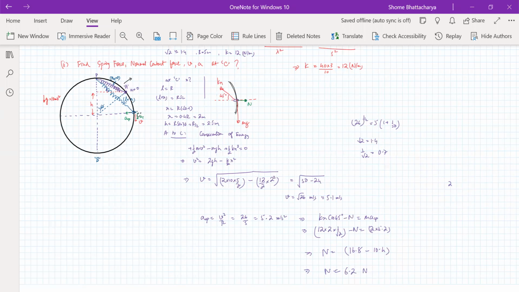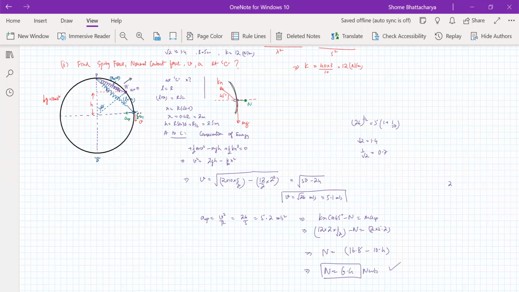And what about the tangential acceleration? It will be equal to g, because there's only one tangential force, mg. Oh no, sorry, there's kx sine 45 upwards, you know. Yes, sir. Okay, so we'll have to take that into account. Okay, so this normal reaction is done. Speed we have got. This was one of the answers.